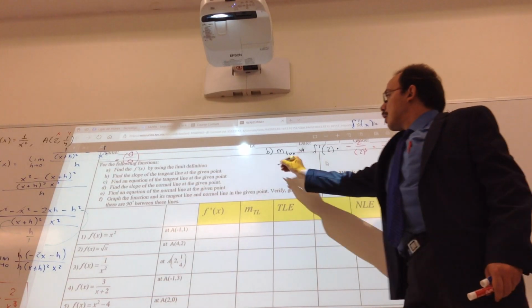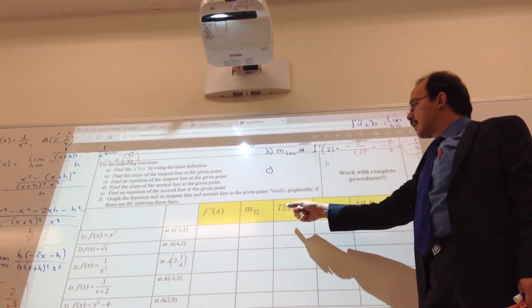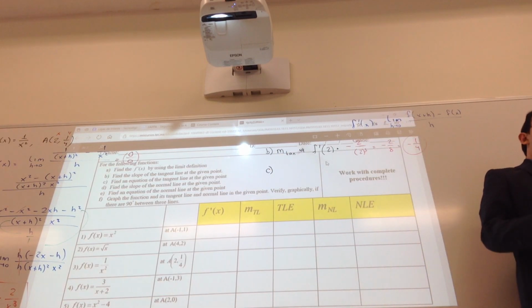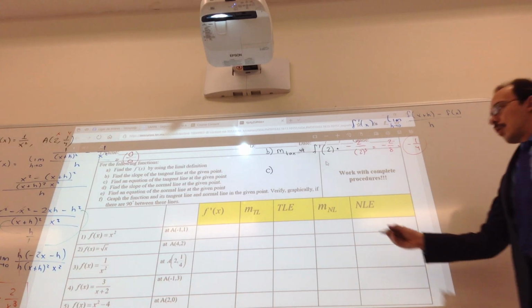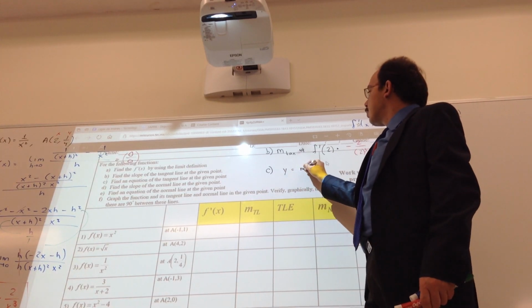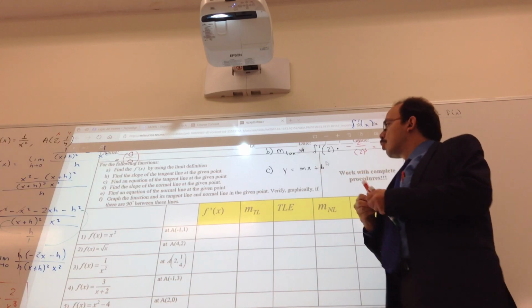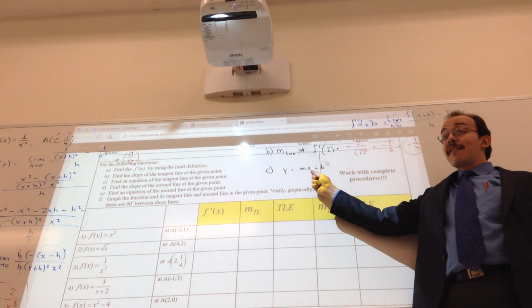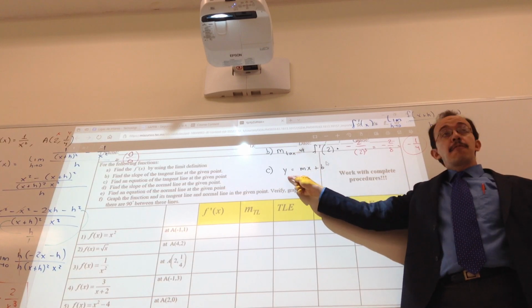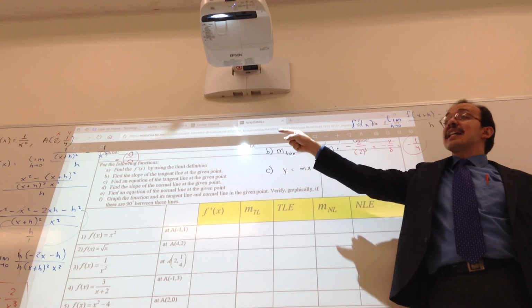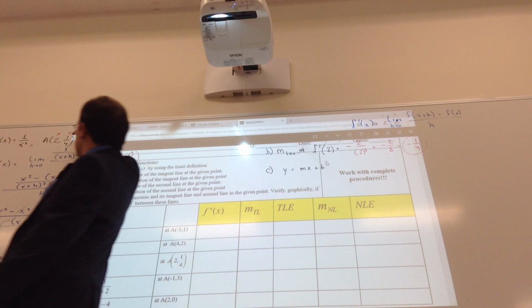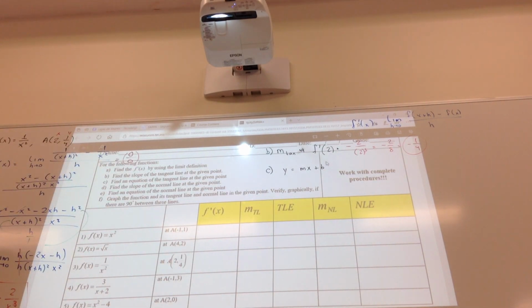Question C. Find the equation of the tangent line. Now, what do I do? y equals mx plus b. Do I have m? Yes. Do I have x? Yes, it's 2. Do I have y? Yes, in this case I have y. It's 1/4. Unlike yesterday. Yesterday, the example that I gave you only gave you the x, not the y. So you need to find it. But in this example, I have both.